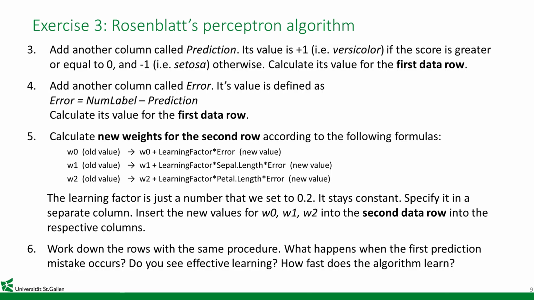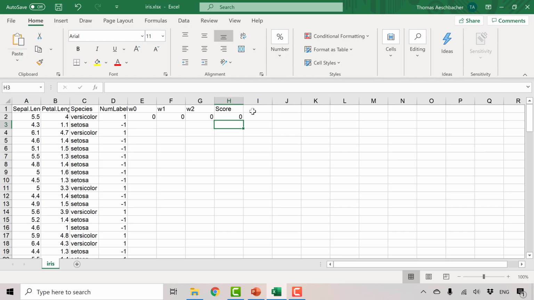We now add a new column that's called prediction. In it, we put in +1 if we think that the flower is, based on the estimated weights and its petal length and sepal length, a versicolor flower, and we estimate it as a versicolor flower if the score is greater or equal to 0, and -1 for a setosa otherwise. We create a new column named prediction, and its value is 1 if the score is greater or equal to 0, and it is -1 if the score is smaller than 0. We do so again by using the if function.